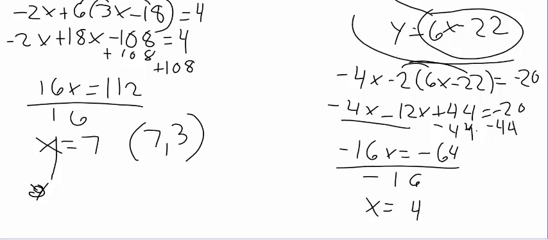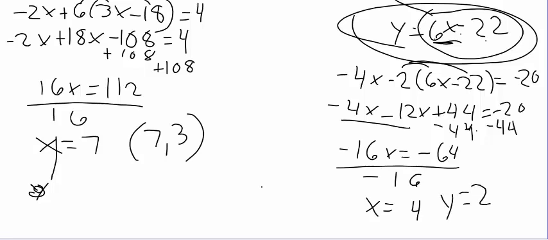So now again, we can take this one up here and plug in 4. So I'm going to go 6 times 4 is 24. 24 minus 22 is 2. So that means our y value is 2. So these two lines intersect at (4, 2), and that would be our answer.